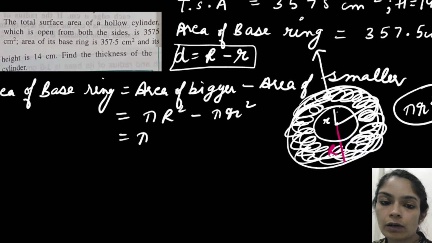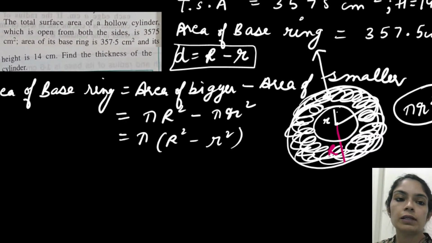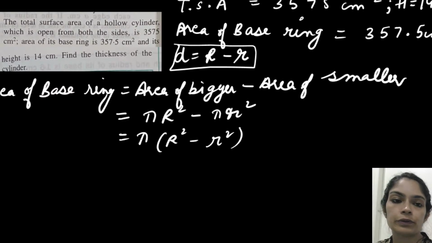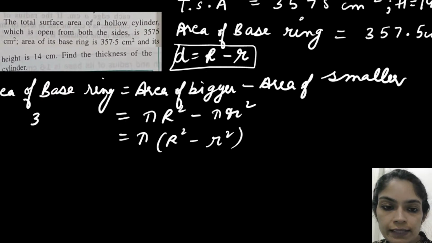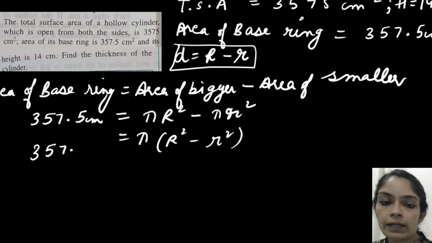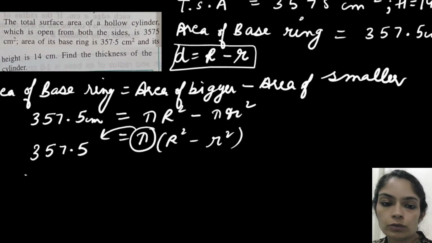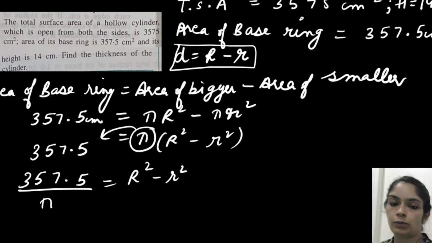So pi we can take out common, so pi times R square minus r square. Area of base ring is already given to us, so we can substitute its value, which is 357.5 centimeter square. I will keep 357.5 this side and shift pi to the other side, because I will be getting the value of R square minus r square. So I will get 357.5 by pi as the value of capital R square minus small r square.